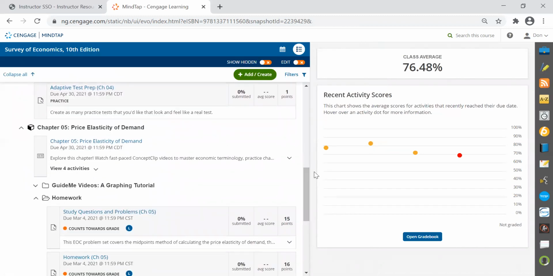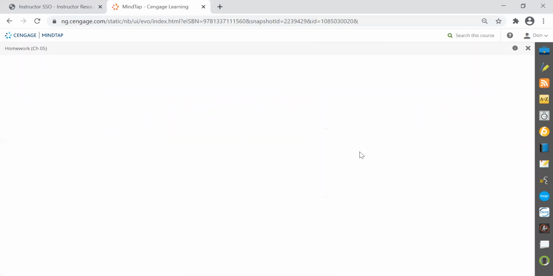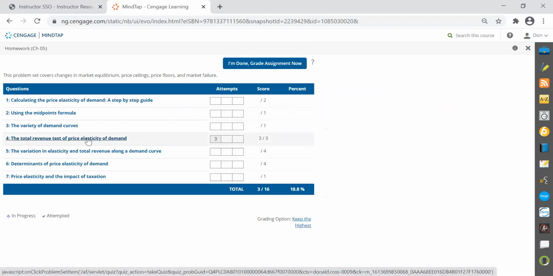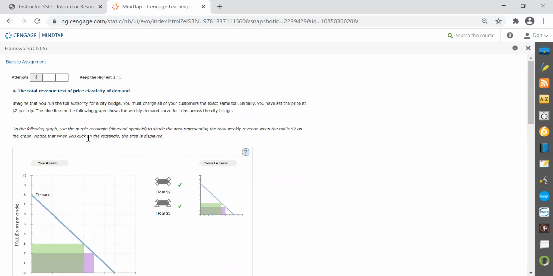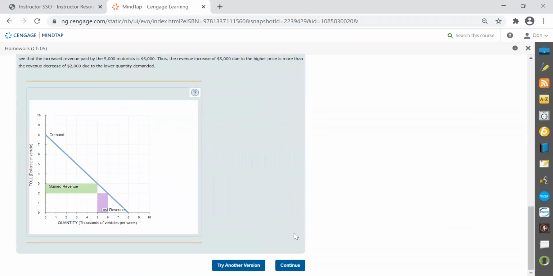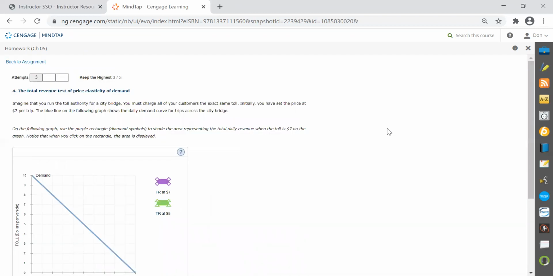Now I'm going to go to chapter 5 real quick. I'm going to go to chapter 5 homework, and I'm going to do one of the bigger point ones as well. Which one did I select? Yeah, let's do number 4 on chapter 5 homework. This is the total revenue associated with price elasticity of a product. I think it's going to talk about a toll bridge or something. Let me reset this one real quick. I tried it just to make sure I knew what was going on with each component there.